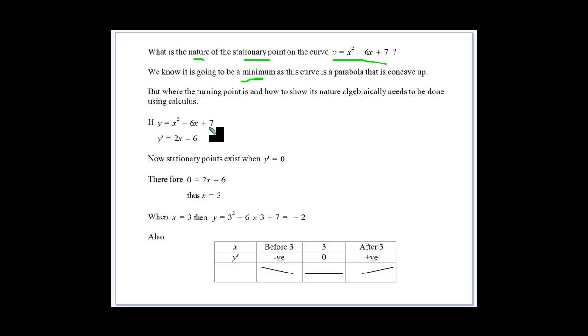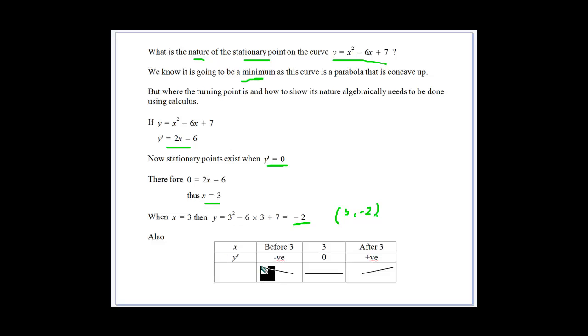So we've got the curve there, x squared minus 6x plus 7. We get our first derivative, and we know its stationary points exist when the first derivative is equal to 0. That's where we get a horizontal tangent. So put 0 equal to 2x minus 6, and solving that equation, we get x is equal to 3. It's not a hard solution there. When x is equal to 3, we get our y value of minus 2, so it's going to be the point (3, minus 2).